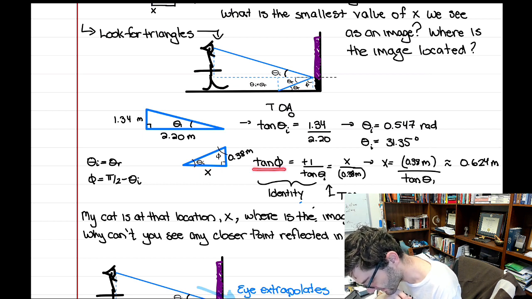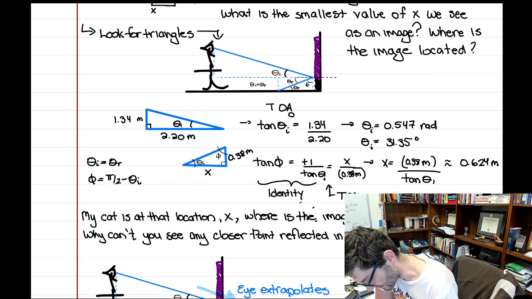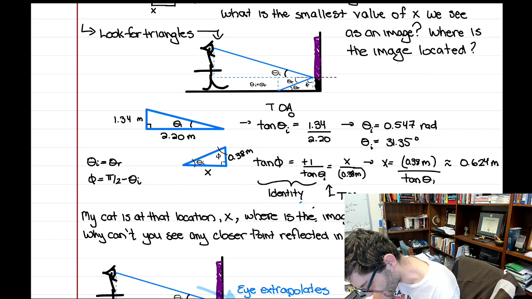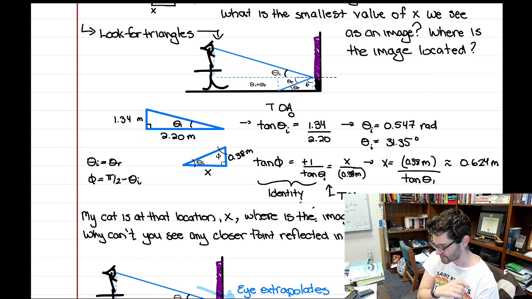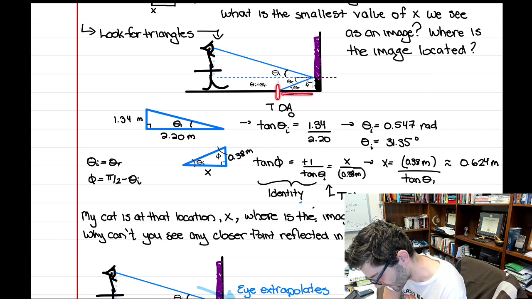So again, then I have the tan of this angle, which I define as phi, 90 degrees minus 31.35. I could just calculate that number and plug it in directly. Of course, I like to plug in numbers at the absolute last possible minute, so I might also identify a trig identity where the tangent of 90 minus theta is the same thing as 1 over tangent of theta. This is just a trig identity. And then TOA says that the tan of this angle is opposite over adjacent, so then this entire thing is equal to opposite over adjacent, and then I just solve for x. And I get 0.6624 meters. So any object located closer to the mirror, I will not see, is the claim.